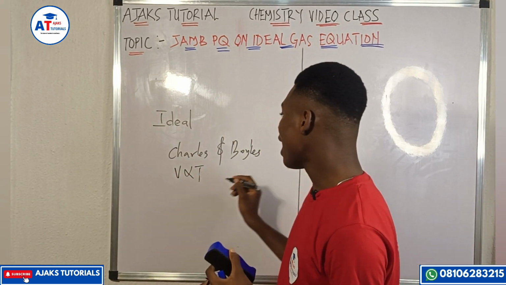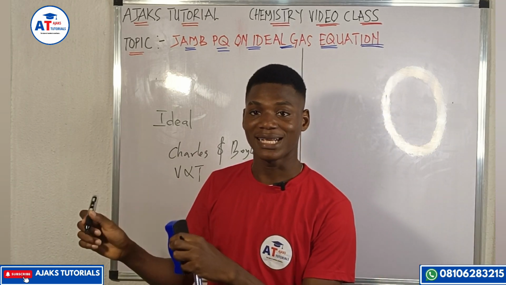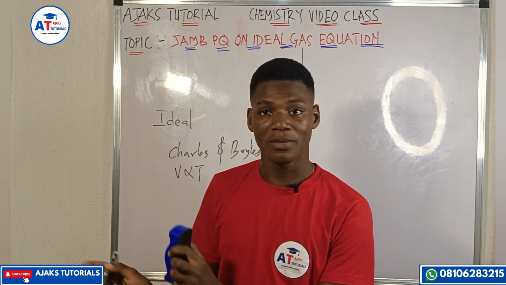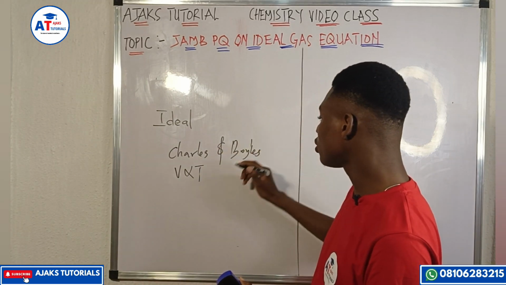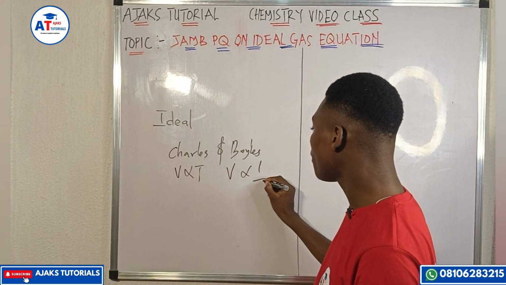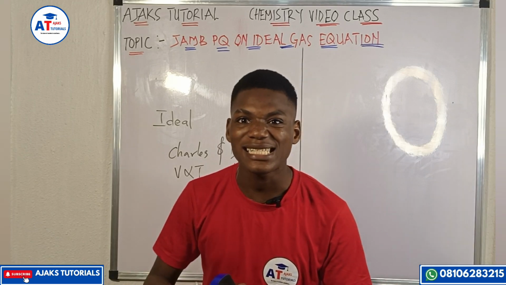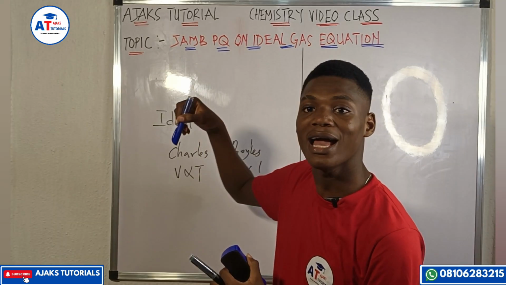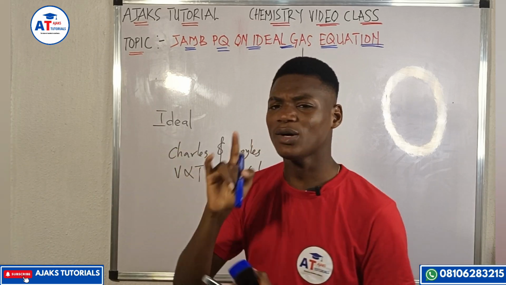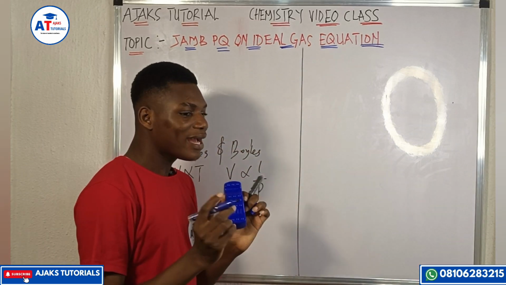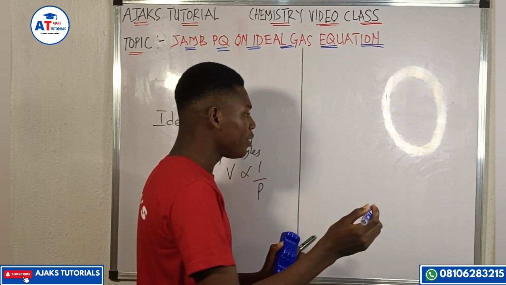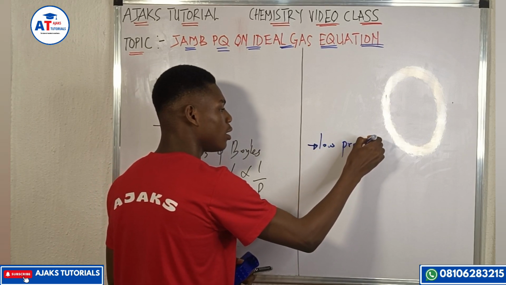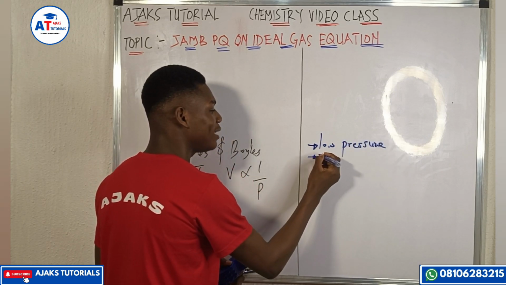And Boyle's law says the volume of a fixed mass of gas is inversely proportional to the pressure, provided that temperature remains constant. Boyle's law talks about V is inversely proportional to P. So any gas that obeys these two laws is called an ideal gas. Now note this, for a gas to be said to be ideal, it has to be at low pressure and high temperature.